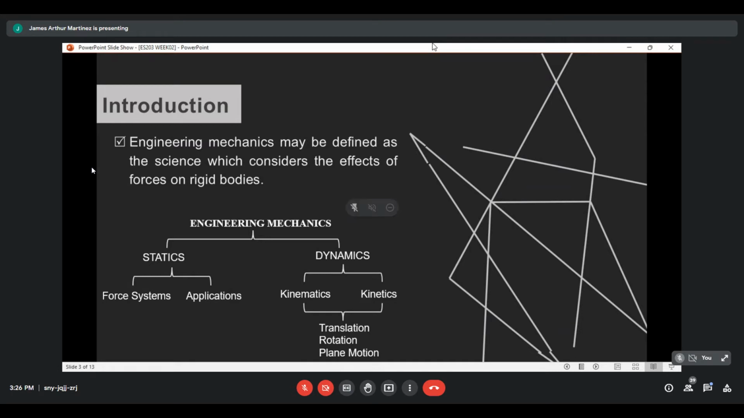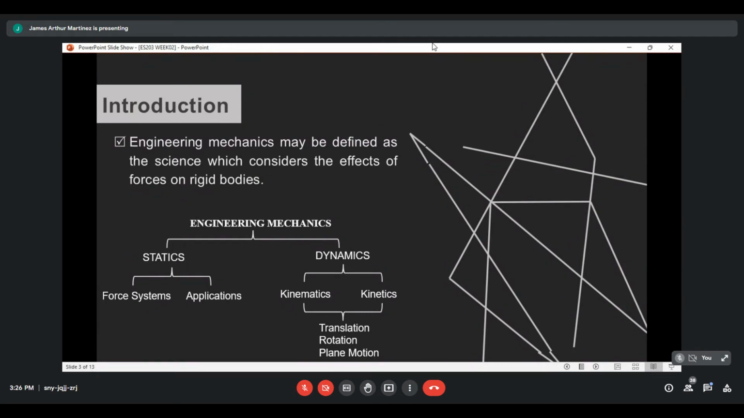We have considerations for kinetics of translation as well as kinematics of translation, and so on. So for kinematics of rotation and kinetics of rotation, then kinematics of plane motion and kinetics of plane motion. Those are our main focus here in dynamics.